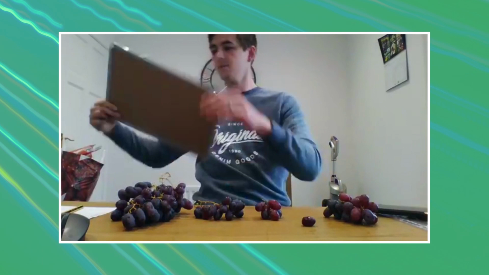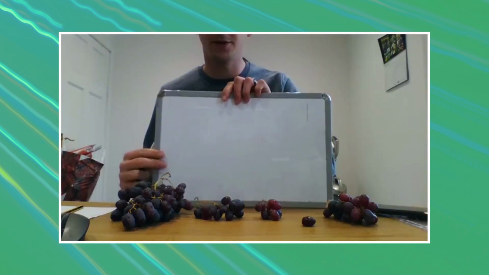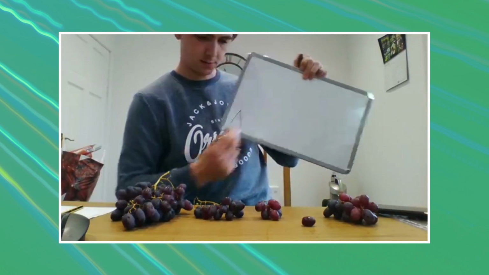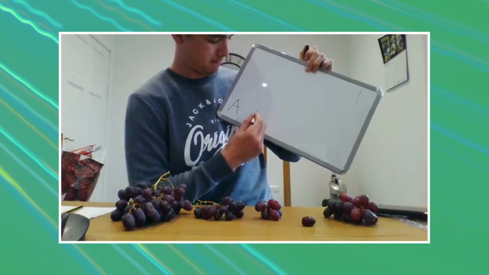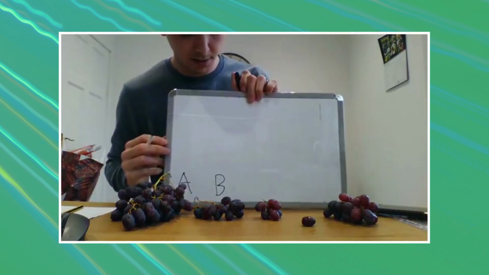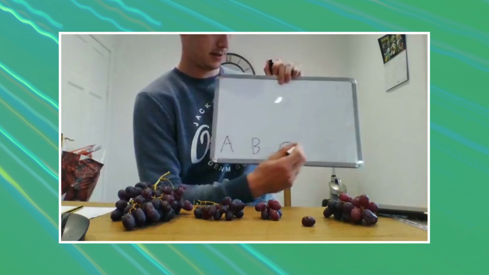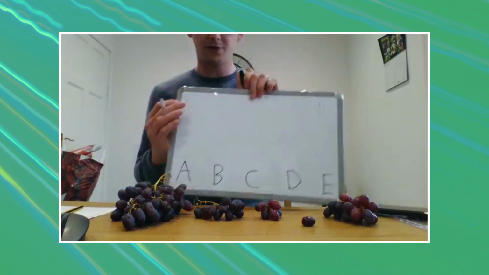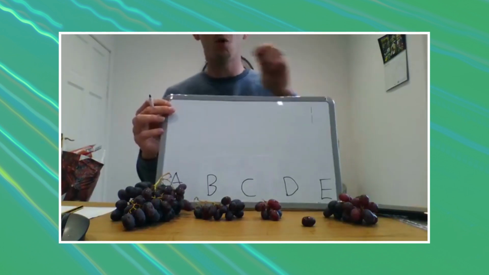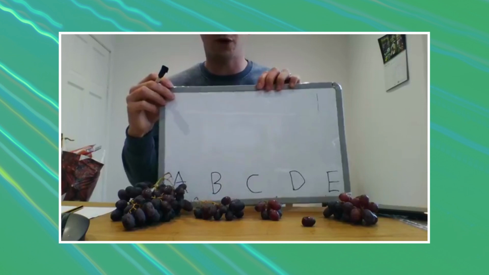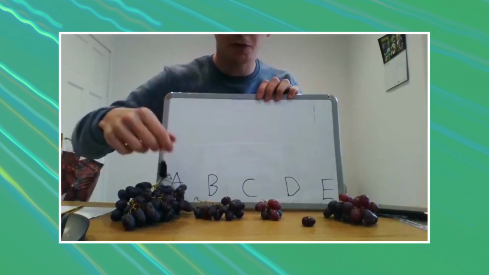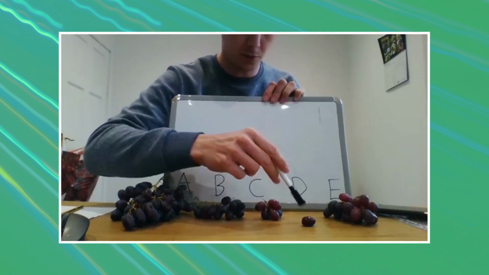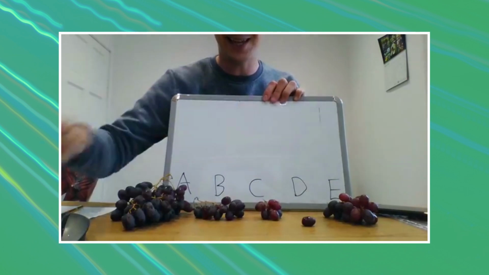So, let's see if we can do this. And in theory, we're going to work. What I've done with all the grapes is I've broken them down into smaller groups, rather than one big group. You can't quite see, this group over here is A, this one here is B, this one here is C, this one here is D, and this group here is E.